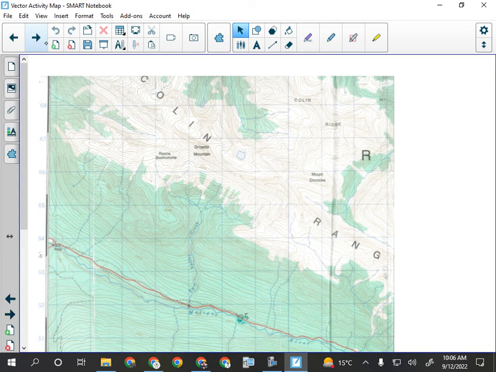So these contour lines, that's what all the squiggly lines are, give you an idea of elevation. The closer together they are, the faster the elevation changes. In other words, the steeper that area is. So if they're all right on top of each other, it's what? Really steep. Or a cliff, yeah.